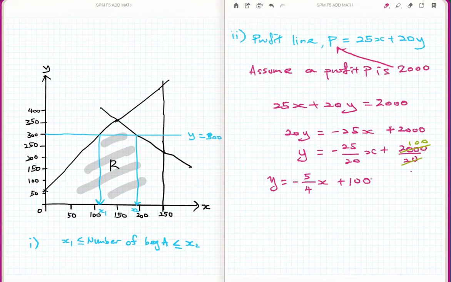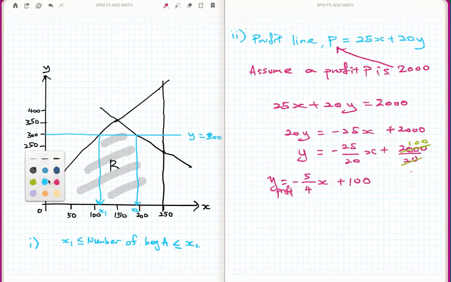I will call this my profit line. So this is my profit line. You want to sketch it, 100, so I'll go to 100. This is my y-intercept. The gradient is negative, so you should go from up to down. 5 over 4, so 5 parts over 4 parts, that would be maybe the y goes down 5, 1, 2, 3, 4, 5, then 1, 2, 3, 4, then you get the line.